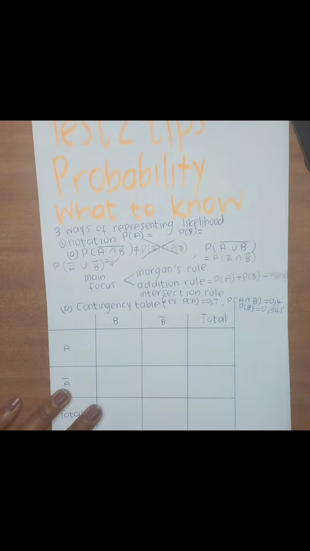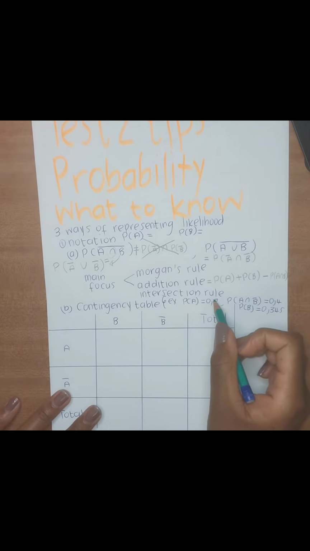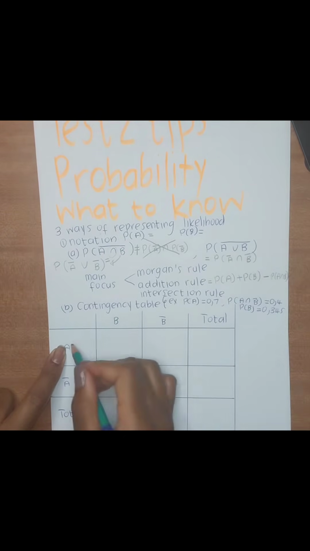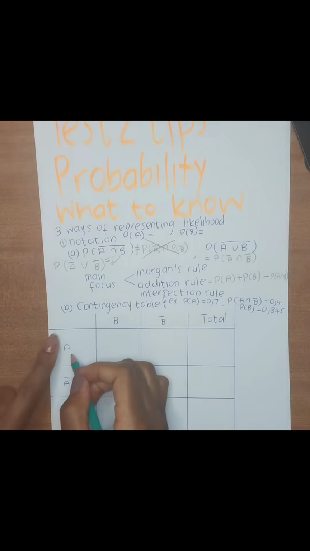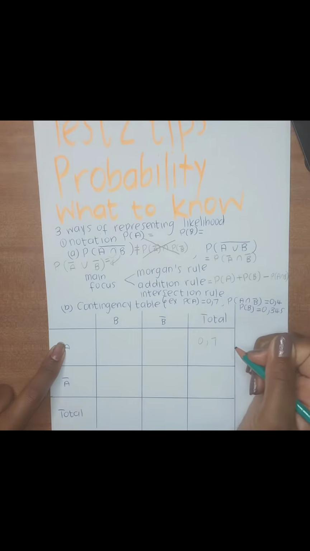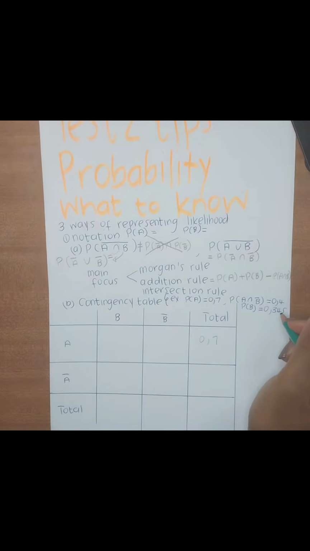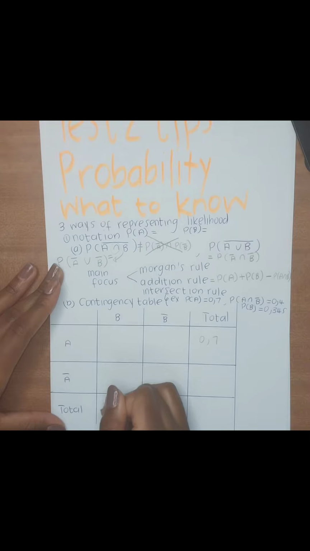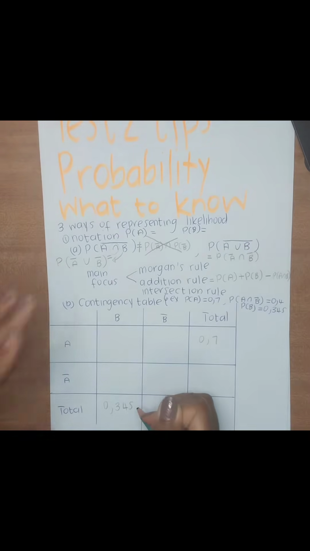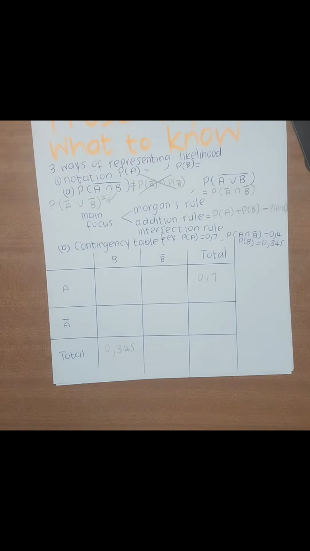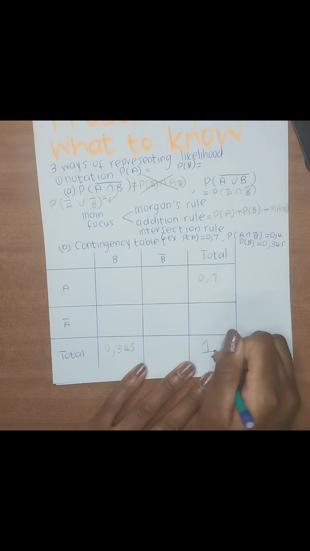So in this example, the probability of A is equal to 0.7. They said the probability of A, so it's the whole A, right? Not A and B, not A and not B. They said the whole A, so you take the A to the total, 0.7. They told you that the probability of B, the whole of B, everything that is B, is 0.345. Another thing I want you to understand with the contingency table is that if you are working with probabilities, the total is always going to be equal to 1. So you have a 1 here.